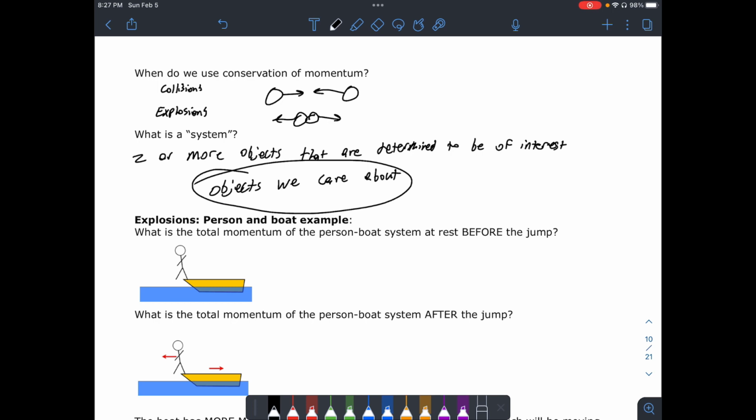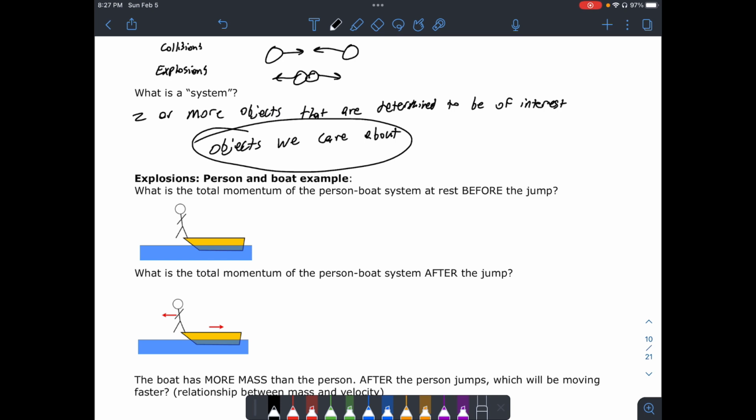And we're just asked here, what is the total momentum of the person-boat system? And a lot of times it will specify what our objects are. Obviously, a person's not an object, but for this analysis purpose, we're treating it as such. So before the jump, the person has a mass, the boat has a mass, and they're going to have an initial velocity. Now that initial velocity before they jump is going to be 0 meters per second, and the boat is also going to have 0 meters per second.